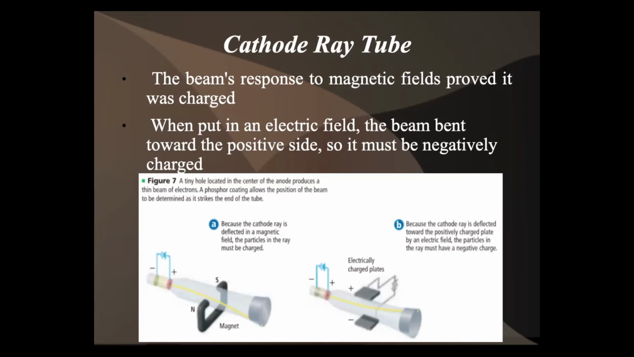What did he call them? Cathode rays is what he called them, because it came from the cathode end. You have the anode and cathode of the battery, and so he called it cathode ray because that's where it came from.